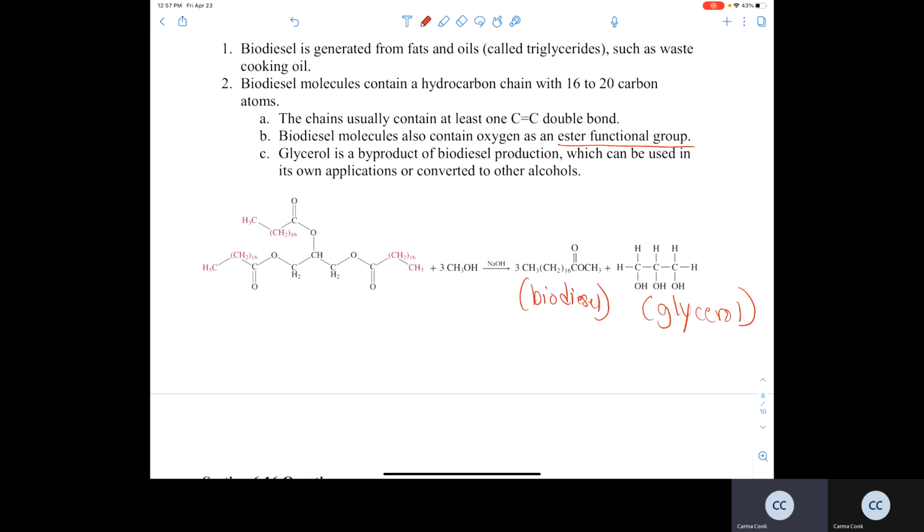And then when you react the oil, the triglyceride, with an alcohol like methanol, we can also use ethanol like we did in our lab this week, as well as a base, sodium hydroxide, you produce your biodiesel and a side product called glycerol.